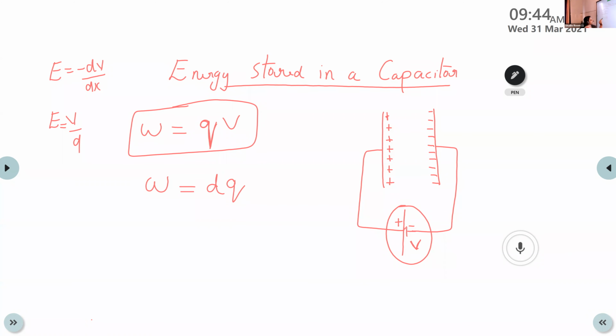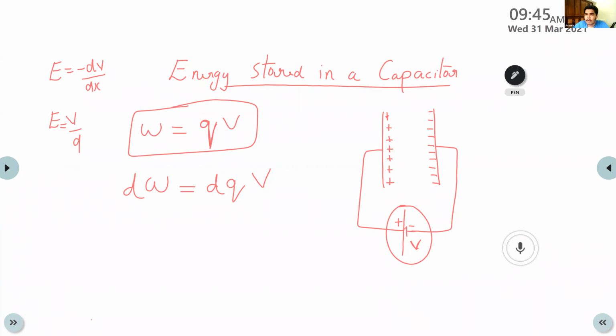So this work done, W is equal to dQ V. And the work done to enter this small charge is also small, so instead of writing W, we can write dW. This is a small work done in order to store the small charges inside a capacitor. By applying the potential V, the charges do not enter the capacitor quickly. It takes its own time and small charges enter the capacitor.